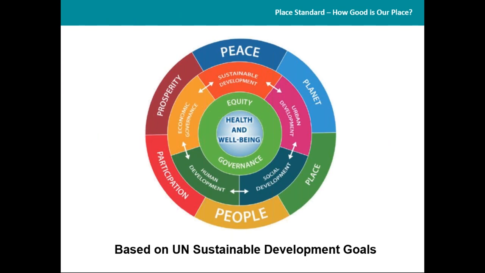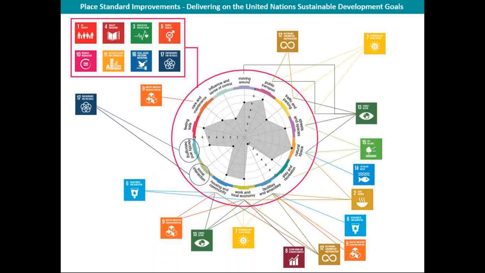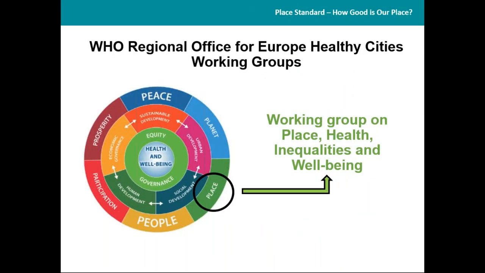The six dimensions for the WHO Healthy Cities on the outer circle are based on the Sustainable Development Goals. It's a smaller framework to develop, to deliver on those. But in this illustration, you can see where the Place Standard tool has a direct relationship with all 17 there. And again, that shows not only the transferability of how to use the tool, but a way of practically looking at work around these significant strategic dimensions of the SDGs.